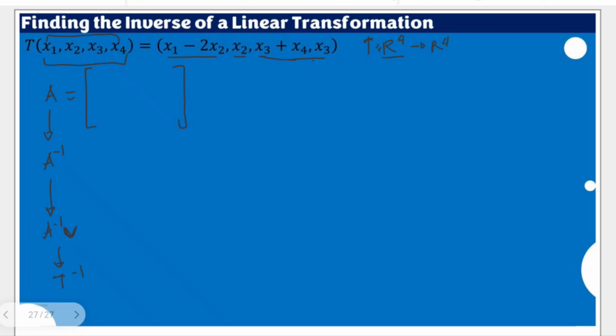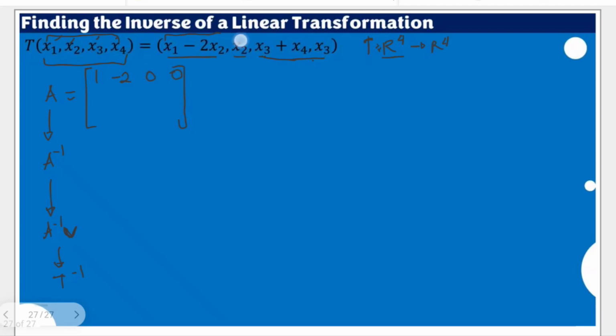We're going to use the given here, and take note that we have x sub 1, x sub 2, x sub 3, and x sub 4. We have 4 columns there. One column would be all the coefficients of x sub 1, then x sub 2 for another column, x sub 3 for another column, and x sub 4 for the next. Our first entry in our linear transformation is x sub 1 minus 2x sub 2. So we will have 1x sub 1 minus 2x sub 2. We don't have x sub 3. We also don't have x sub 4.